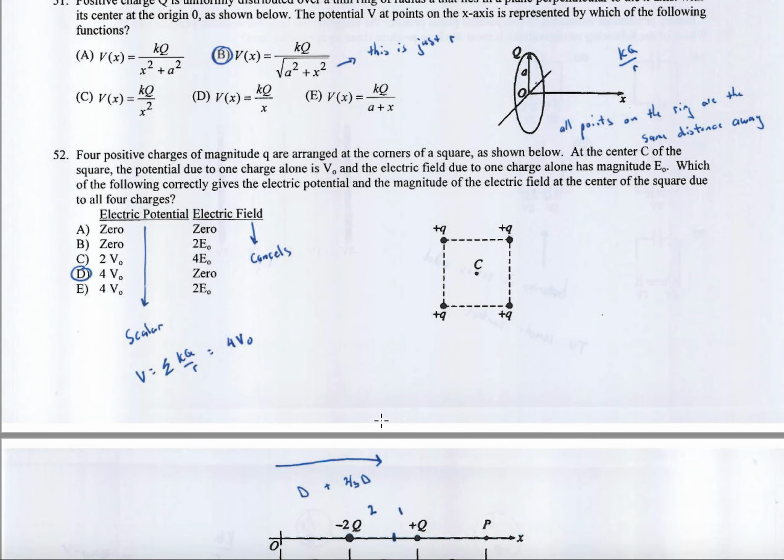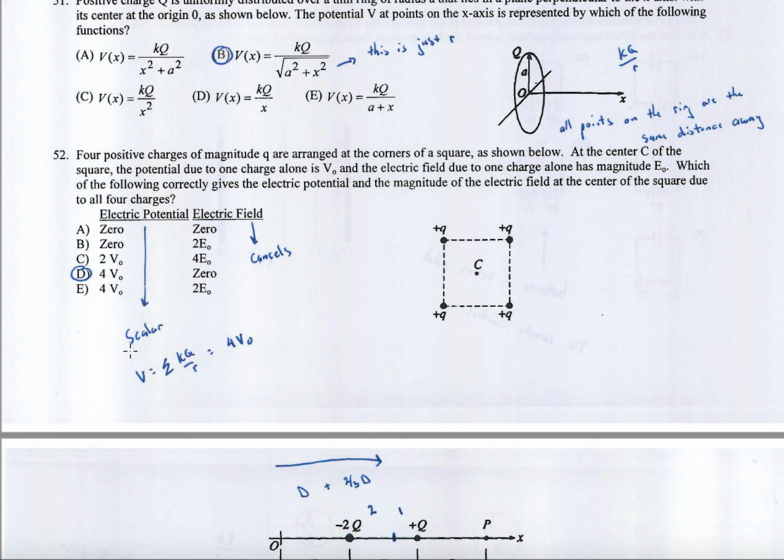Which of the following correctly gives the electric potential and electric field at the center? Okay, so when we're at the center, electric field is a vector field, right? So it cancels. This one pushes it down and right. This one pushes it down and left. This one pushes it up and right. And this one pushes it left and up. They all cancel because of the electric field.